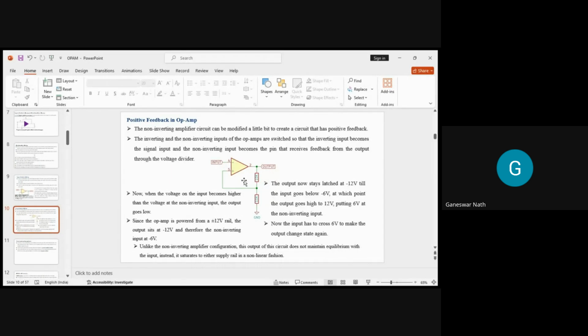Now, when the voltage on the input becomes higher than the voltage on the non-inverting input here, then the output goes low.